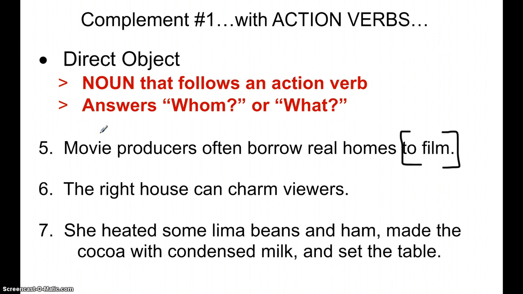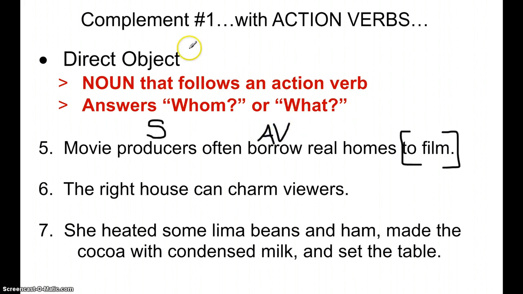And think about what's the subject of what's left. Movie producers often borrow real homes. What is the sentence talking about? The sentence is talking about producers. And what do the producers do? The producers often, that doesn't make sense. You can't often. The producers borrow. And I can think that that's an action that I could do. I could borrow something from somebody. And I also think that it's not one of the 18 linking verbs that we had to memorize.